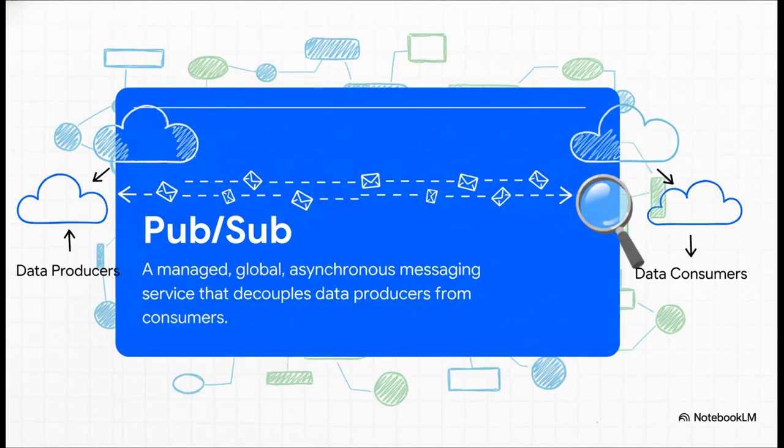Okay, now for the official, put this on a flashcard definition. PubSub is a fully managed, global, and asynchronous messaging service. But the most important word there, the one you have to remember, is that it decouples your systems. The service producing the data doesn't have to wait for the service consuming it. They're totally independent. And that decoupling is the magic that makes streaming architectures so incredibly powerful and scalable.